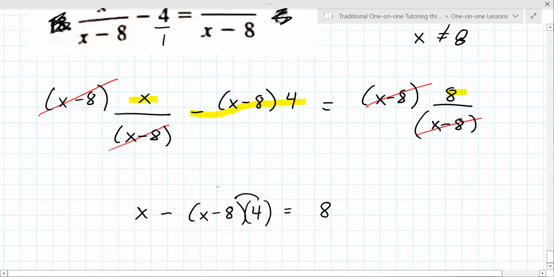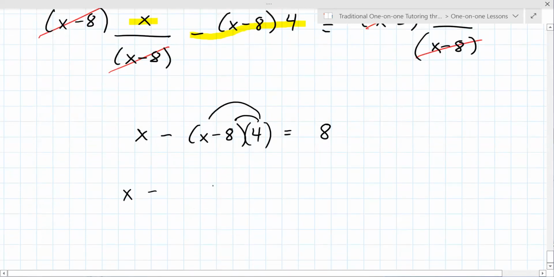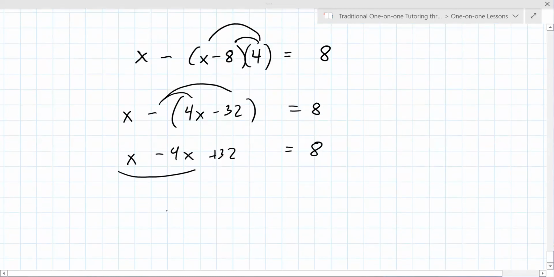That 4 you're going to distribute into both. You've got to be careful though with this minus. So it's going to be x minus 4x minus 32 equals 8. Then you can distribute that negative into both. So now x minus 4x is minus 3x. Subtract 32 from both sides, you get minus 24. You divide by negative 3 and you get x equals 8.